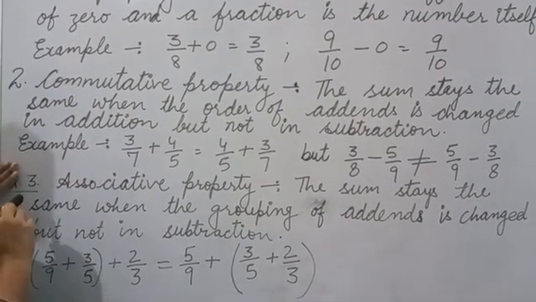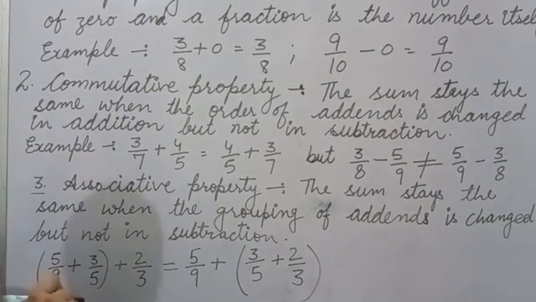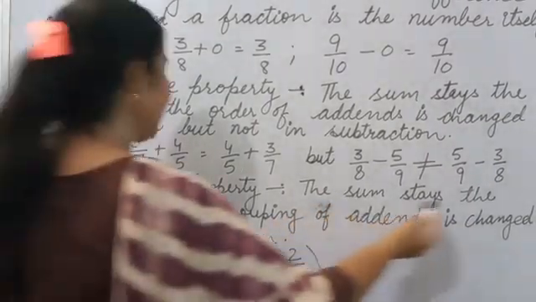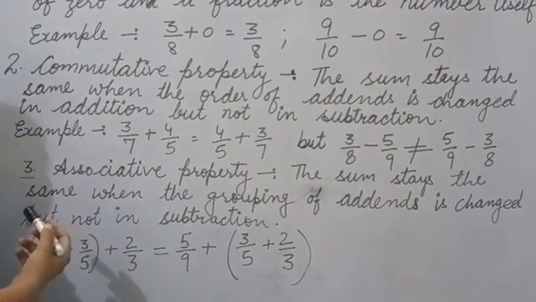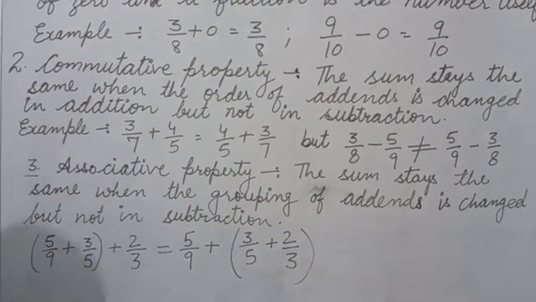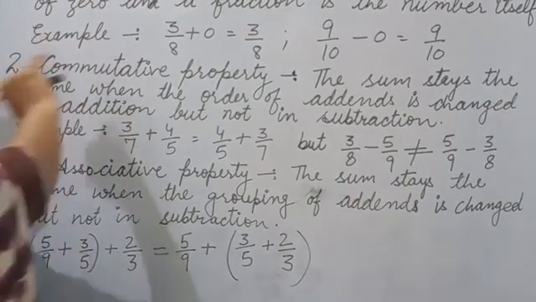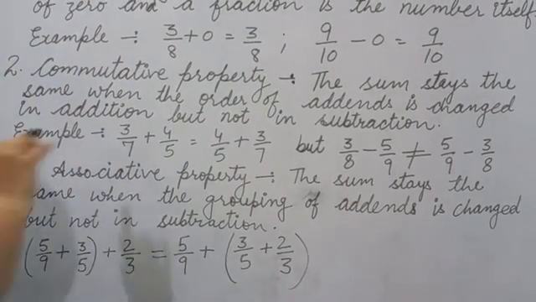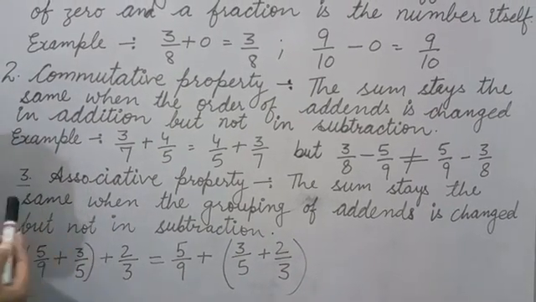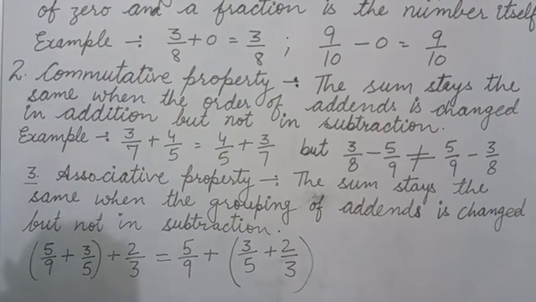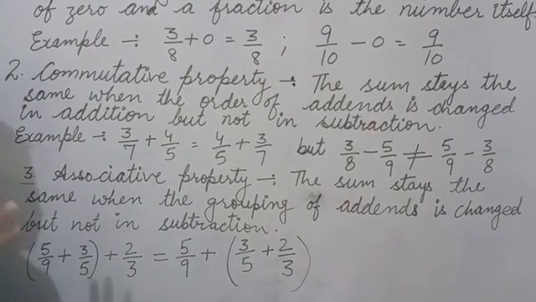Now the third property is the associative property. The sum stays the same when the grouping of addends is changed, but not in subtraction. This is also only in addition. In subtraction, only the zero property holds. The zero property works in both addition and subtraction, but commutative and associative only in addition. So when we change the grouping of addends, the sum will remain the same. This is in addition, not in subtraction.